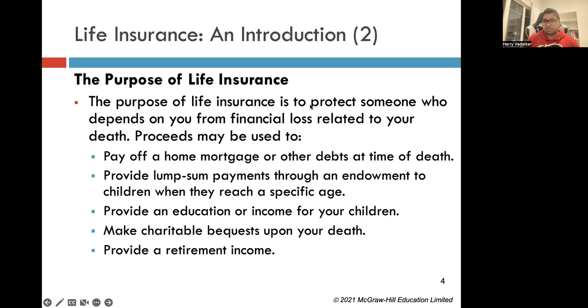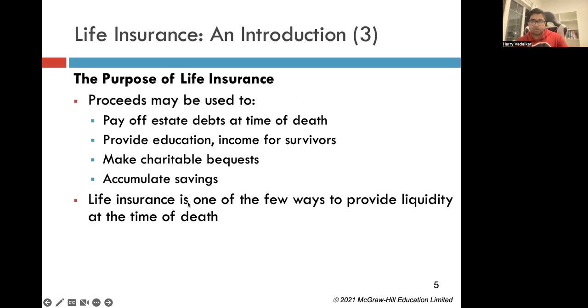The purpose of life insurance is to protect someone who depends on you from financial loss related to your death. Proceeds may be used to pay off a home mortgage or other debts at the time, provide lump sum payments through an endowment to children when they reach a specific age, especially for their education and stuff, provide an education or income for your children, make charitable bequests upon your death, provide a retirement income, especially to your spouse. That could be one of the purposes of life insurance.